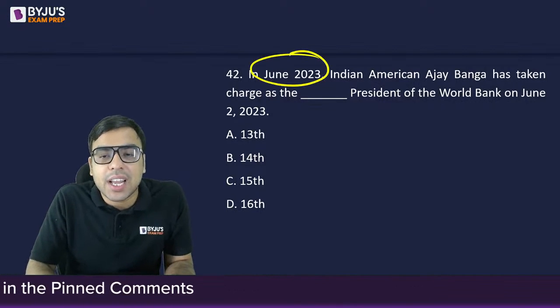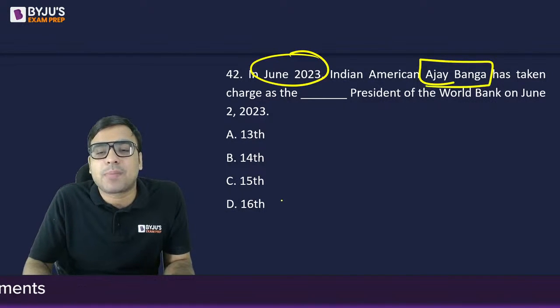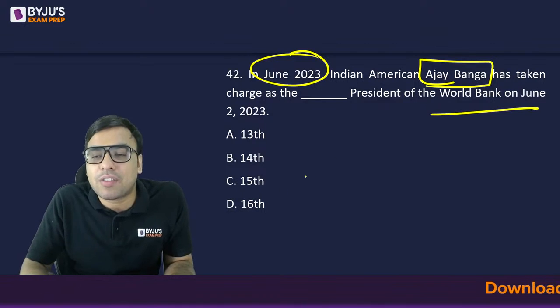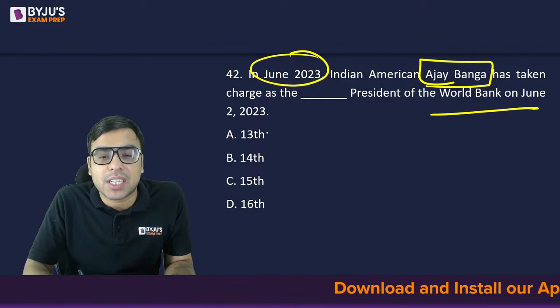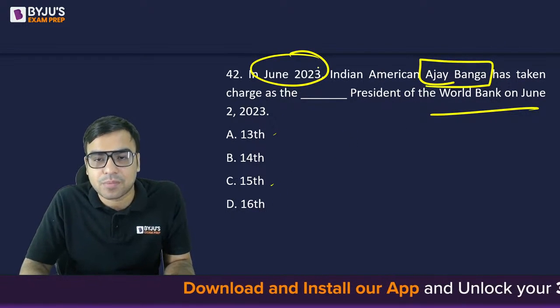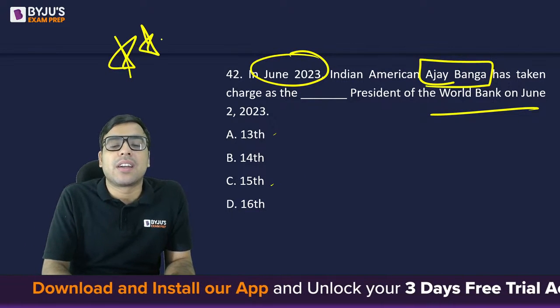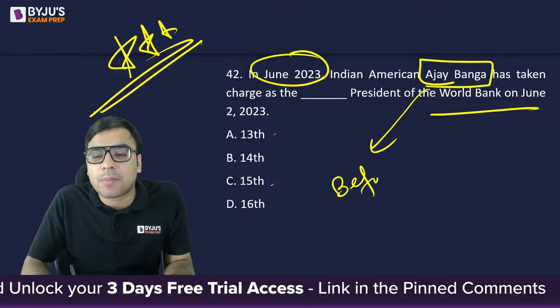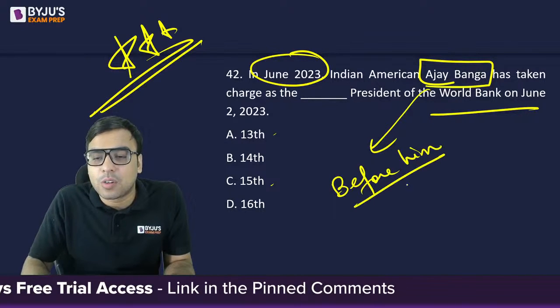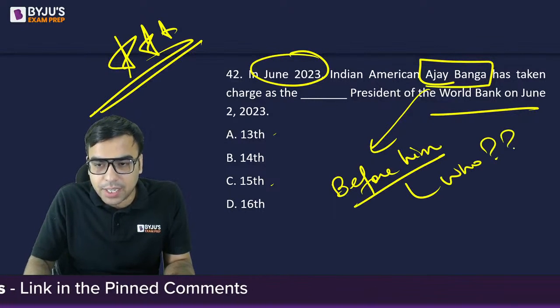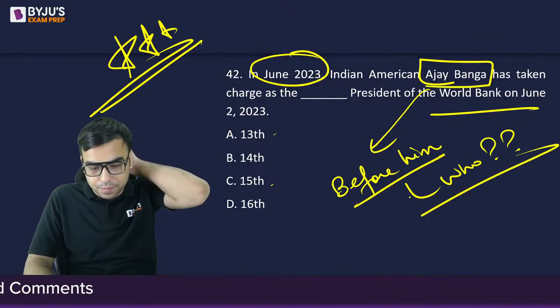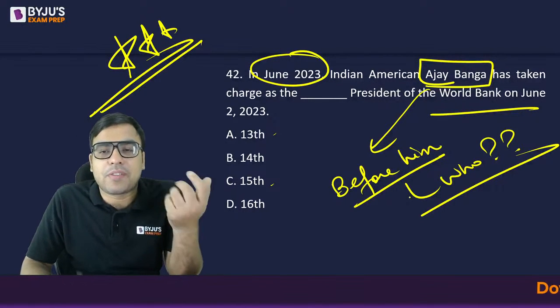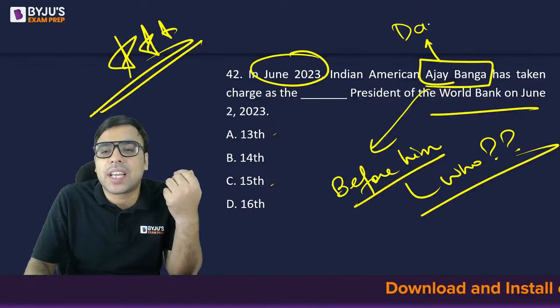In June this year, Indian American has been appointed as the new president of World Bank. So which number? I mean 13th, 14th, 15th, 16th. You should be knowing it. और एक और चीज बताइए कि इनसे पहले कौन थे? Before him, who was the president of World Bank? Who was the president? ये आपको बताना है, ठीक है, बताइए. So before him the president of World Bank was David Malpass.